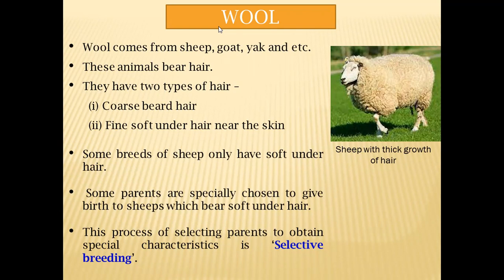So their wool keeps them warm even during winters. And you should know that fine soft underhair, which is near the skin, is more valuable than the coarse beard hair. Some parents are specially chosen to give birth to animals which have only soft underhair. This process of selecting parents to obtain special characteristics is called selective breeding. Remember this point, children. I'm going to repeat: the process of selecting parents to obtain special characteristics is called selective breeding.